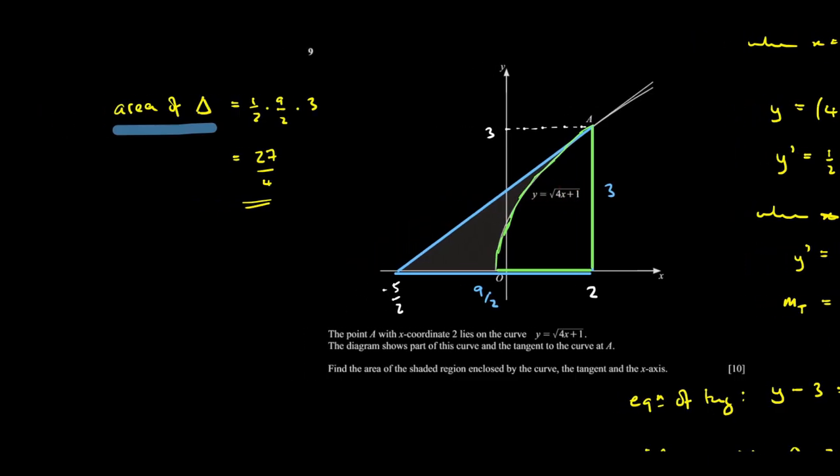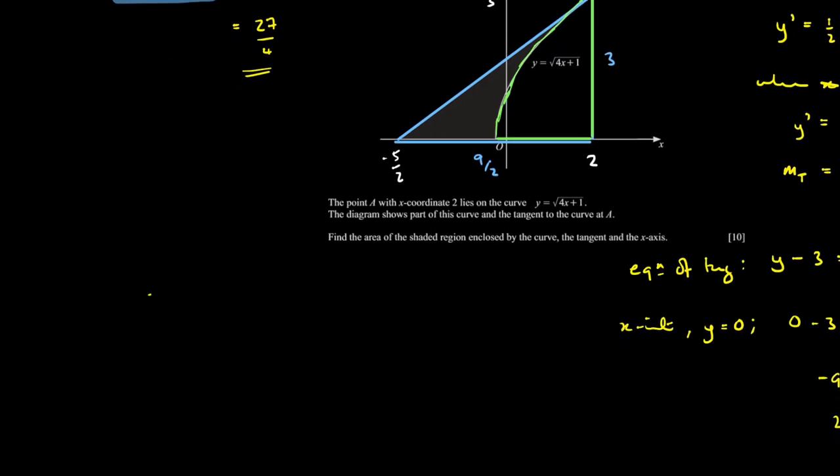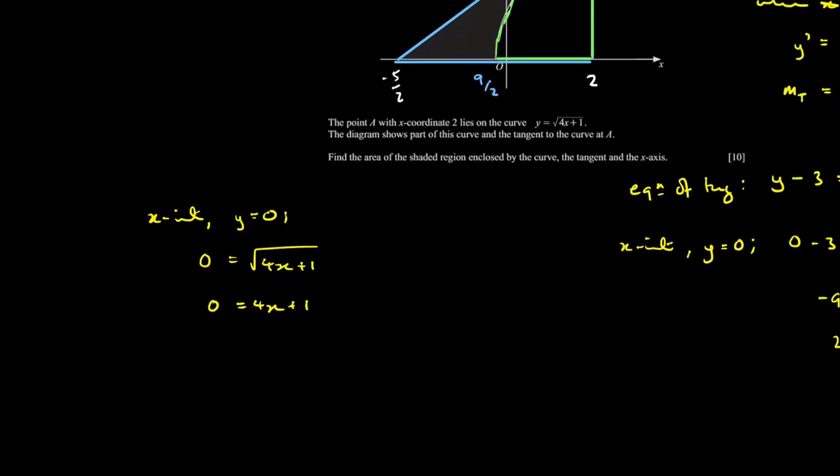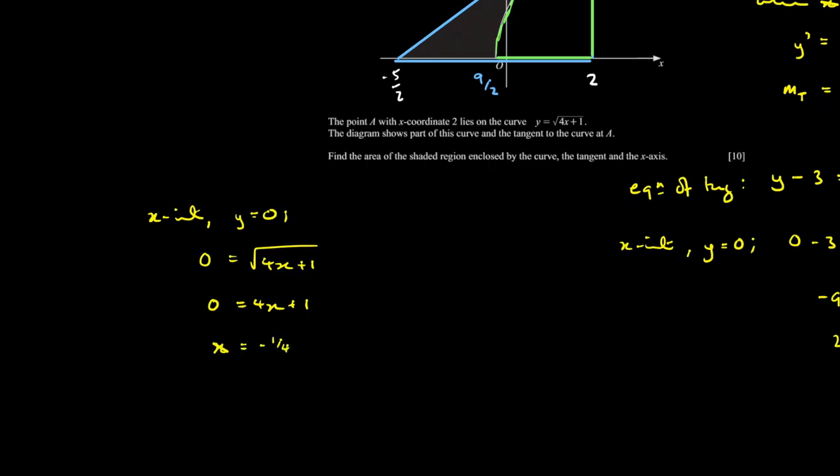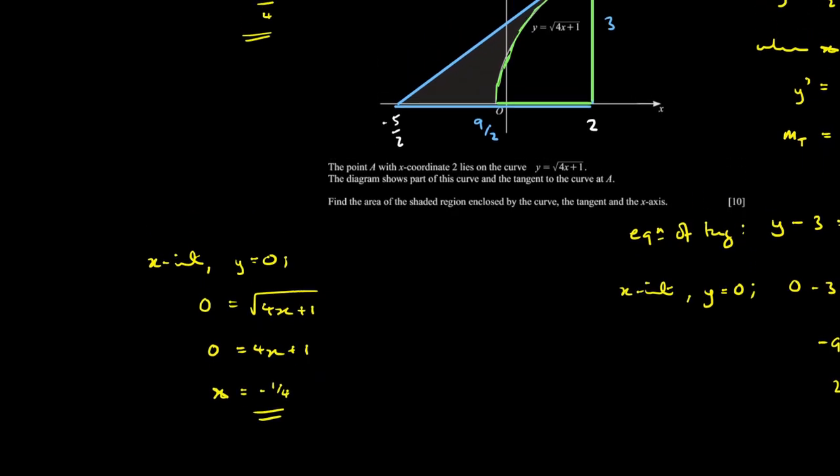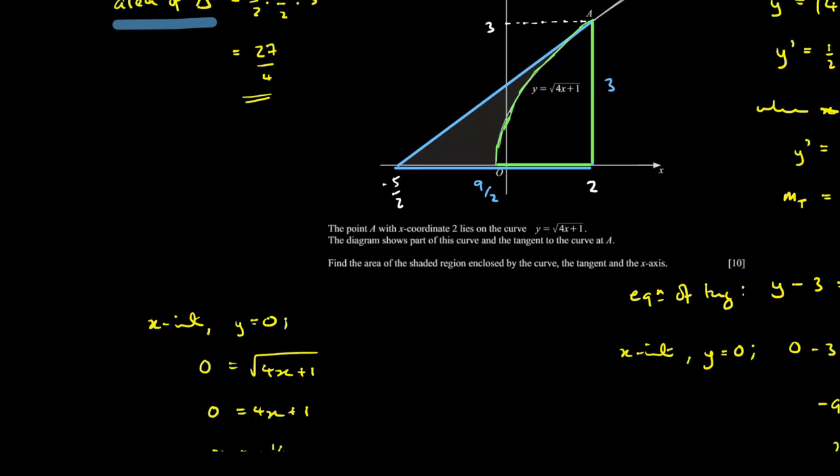So let's just go over here again. The x-intercept of the curve is when y is equal to 0. So we're trying to solve 0 is equal to the square root of 4x plus 1. So 0 is equal to 4x plus 1. So x is equal to negative a quarter. There we go, all done. So that x-coordinate there is negative a quarter.